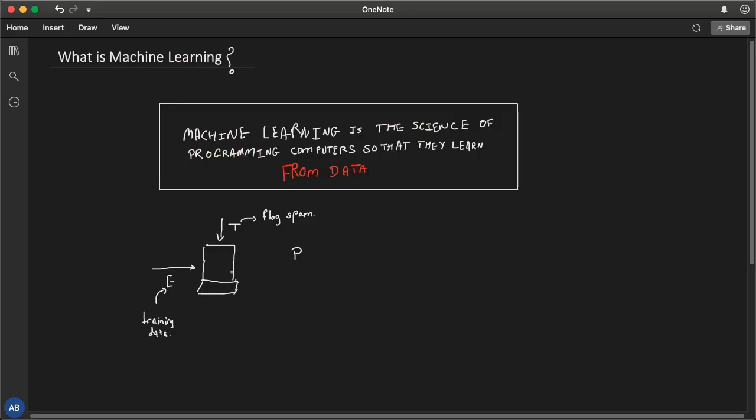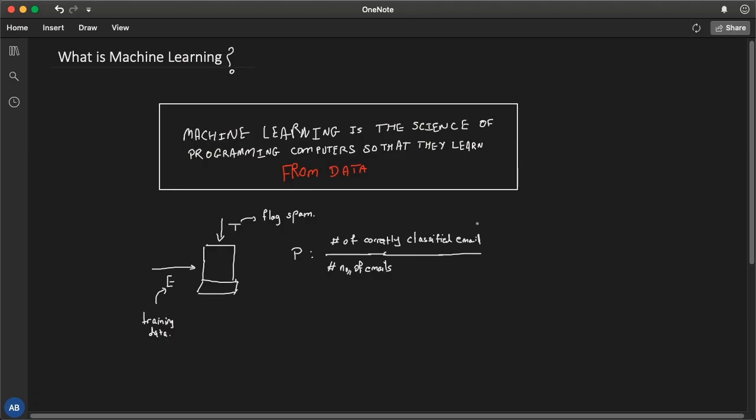So you're teaching the computer through examples. You're giving it spam and not spam as experience so that it becomes more experienced and hence capable of performing task T in a better way. So what is P over here? You could decide P to be, maybe, the ratio of correctly classified emails with respect to the total number of emails.